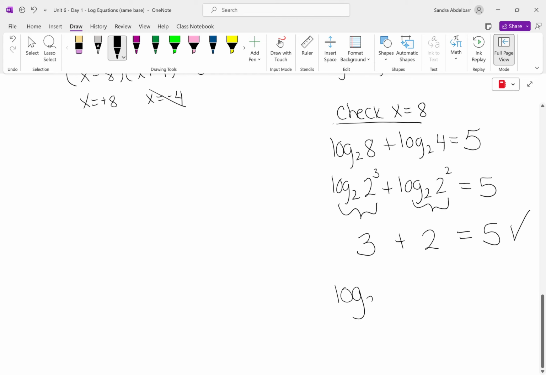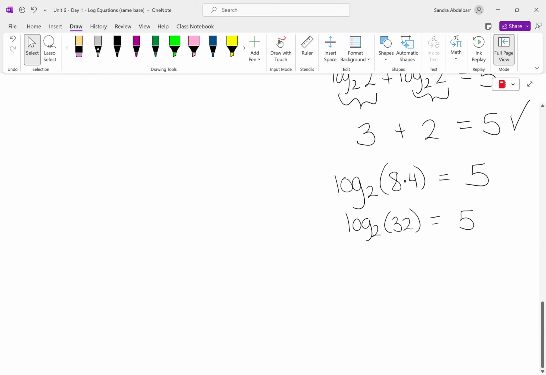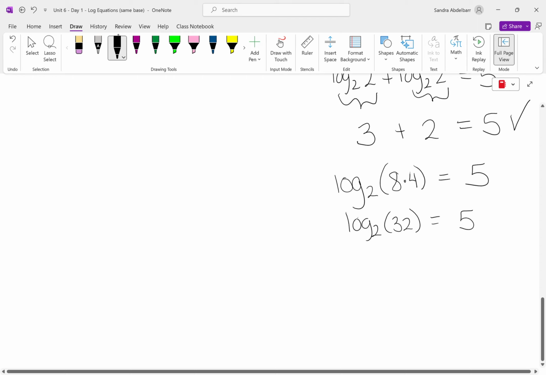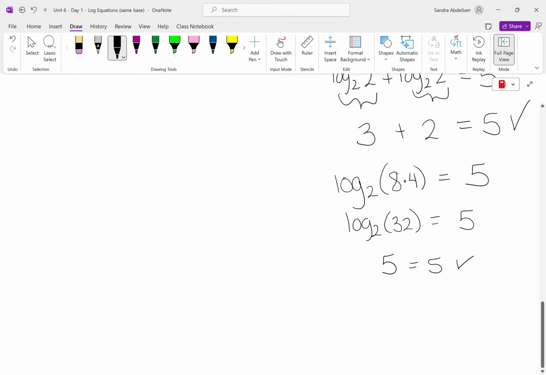Hey, if you did it the other way, if you changed it to multiplication, you'd have log base 2 of 8 times 4 equals 5. So this is log base 2 of 32 equals 5. And what is this? This is 2 to what power gives us 32? 5. So it still works out.